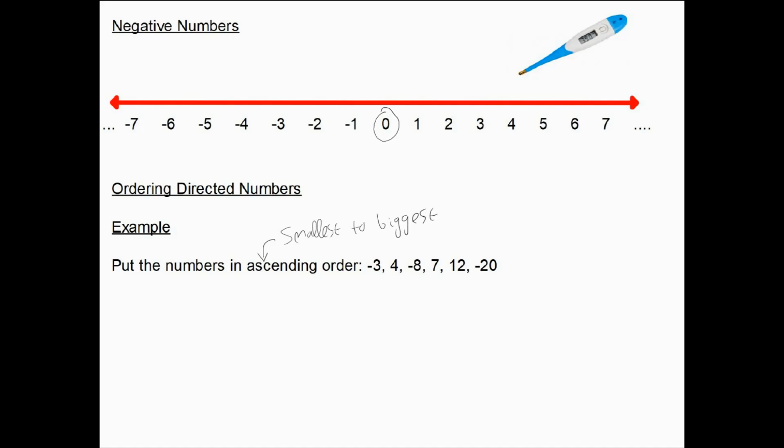So here, the number which is considered smallest is going to be the number which would be furthest to the left on the number line, which would be, in this case, minus 20. So the smallest number here would be minus 20. Then I would have minus 8, because that would be back here somewhere. Then minus 3, which would be here. And then 4, 7, and then 12 would be up here. So we could see it would then go 4, 7, and 12.